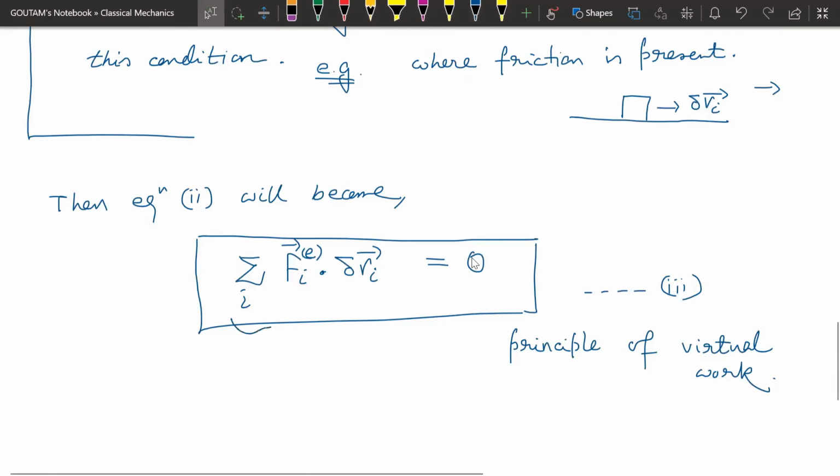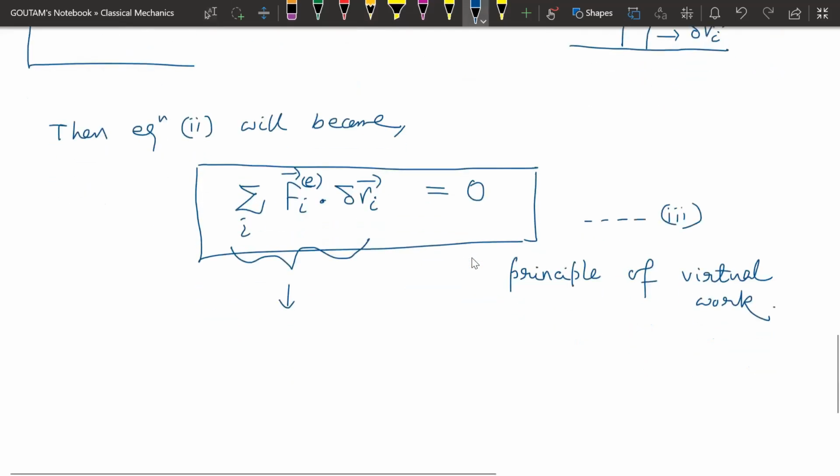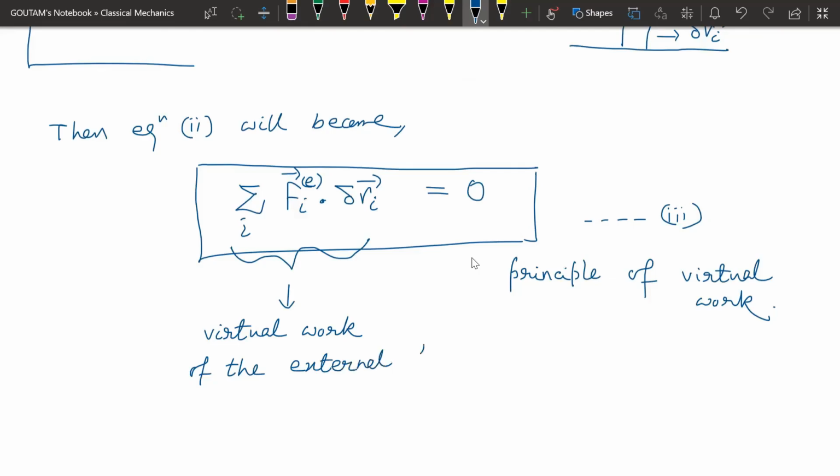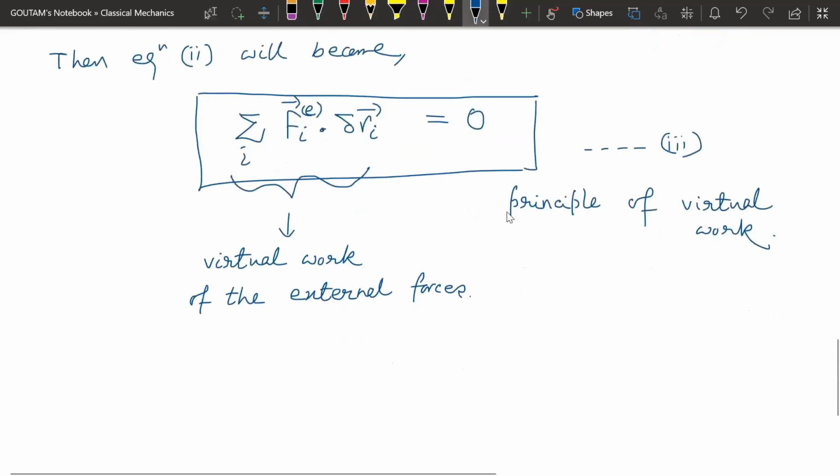and this term is basically the virtual work of the external forces. Now remember that these delta ri's are not independent. They are not linearly independent. So in that case, we cannot write that all the Fi's will be equal to zero.